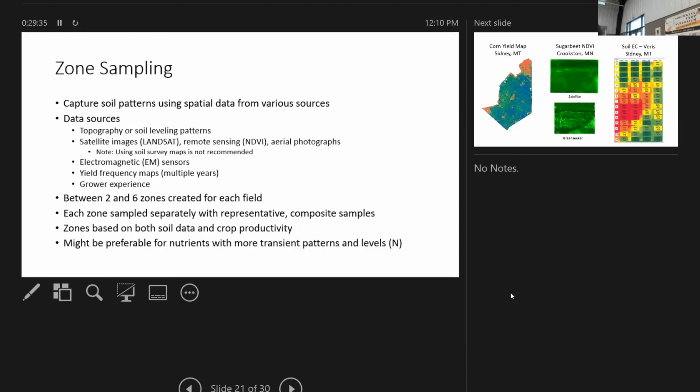So you sample each zone as if it was a separate field, with representative composite samples. And I want to emphasize the importance of getting a good sample. Whatever way you decide to generate a nutrient level map, if you don't take good samples, then it's all wasted. Make sure you use good soil sampling procedures. And Dave mentioned that this might be a good option for nitrogen, more so than for other nutrients.